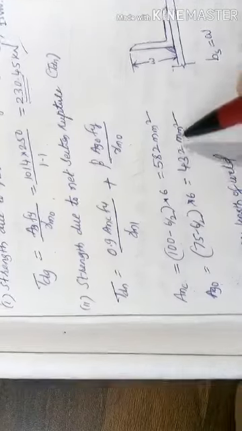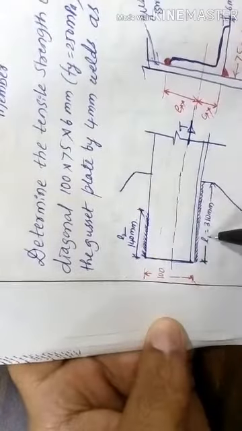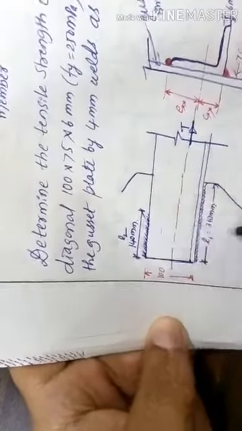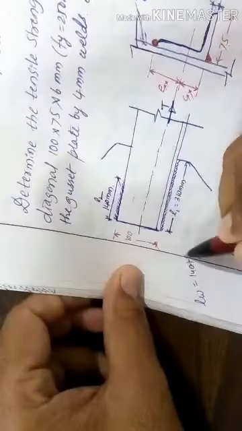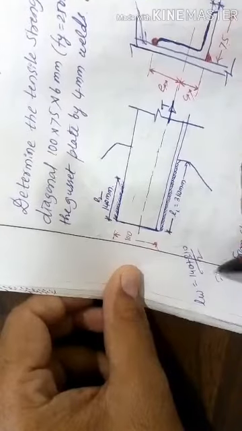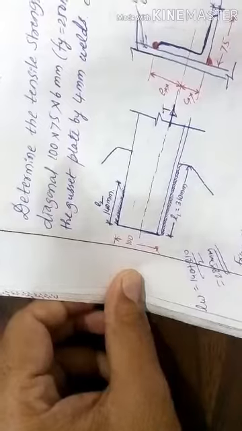Okay, so after getting this one, then the length of the weld, you have to take the average length of the weld. Here the length of the weld is given as 140 mm on this side and 310 mm. You have to take the average of these two. So the length of the weld, that is LW, will be 140 plus 310 divided by 2. You will be getting 225 mm. This is the average length of the weld.